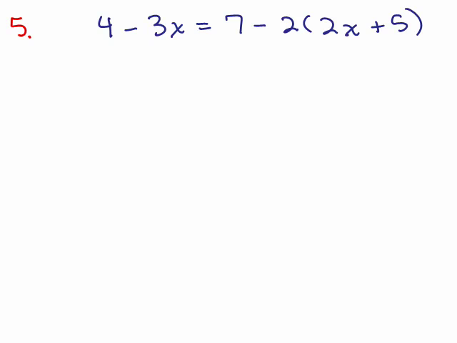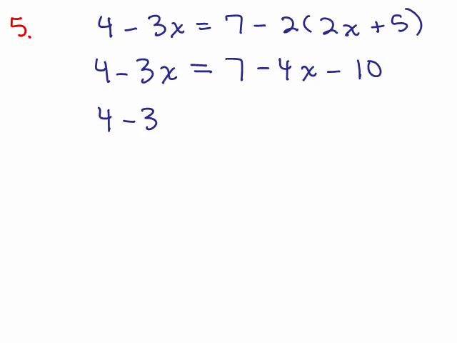Number 5. The left side of the equation is simplified, but the right side is not. So the first step here is to do the distributive property on the right-hand side and simplify as much as possible. So we have to do negative 2 times 2x is a negative 4x, and negative 2 times 5 will be a minus 10. It's still not simplified on the right-hand side.